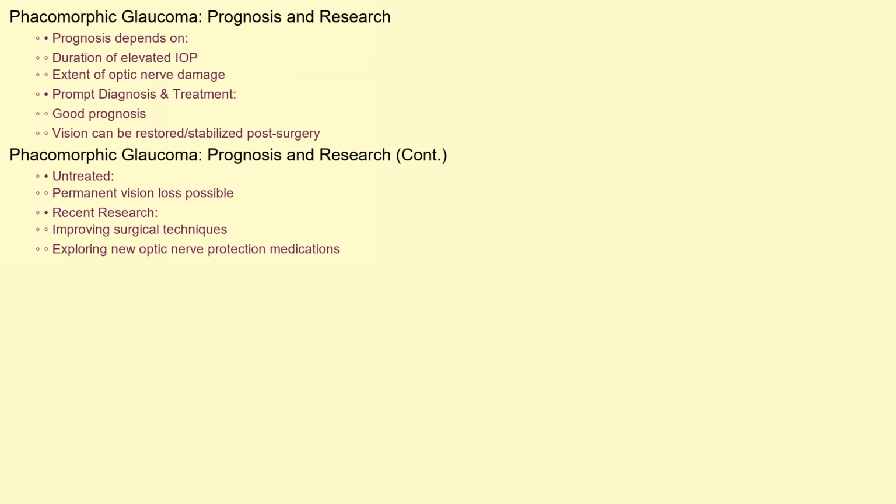The prognosis for phacomorphic glaucoma depends on the duration of elevated intraocular pressure and the extent of optic nerve damage before treatment. If diagnosed and treated promptly, the prognosis can be good, with vision restored and stabilized after cataract surgery. However, if left untreated for too long, permanent vision loss can occur. Recent research is focused on improving surgical techniques for cataract removal in these complex cases, as well as exploring new medications to protect the optic nerve from further damage.